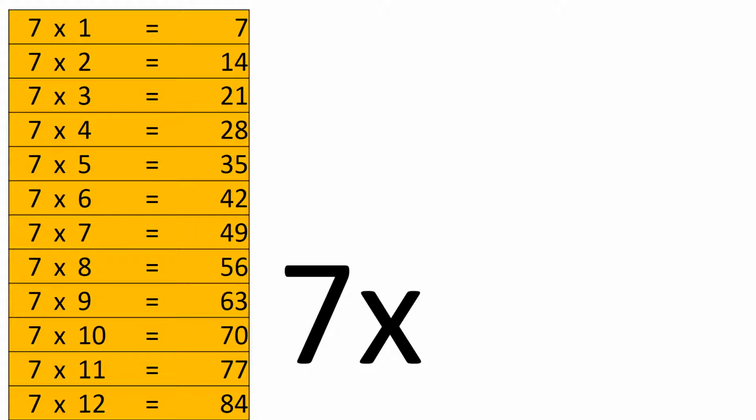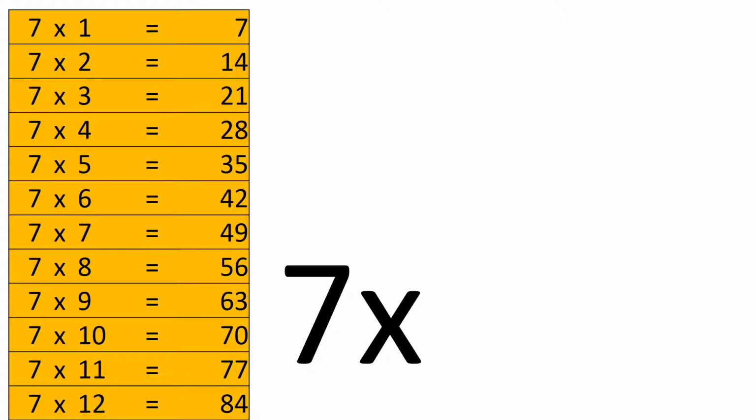Now we're at the number 7s. And unfortunately, there's not an easy trick. Just working to memorize these is the best way to go. See if you can say the answers each time I read through the equations. 7 times 1 is 7. 7 times 2 is 14. 7 times 3 is 21.